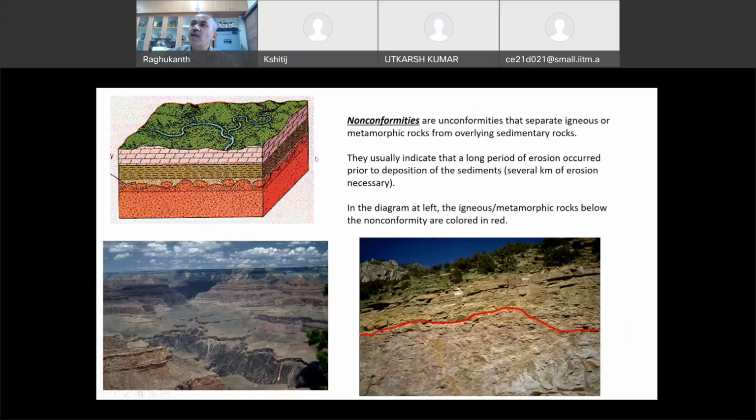So what is the speciality about unconformities? Like last class I told you, right? What is the main speciality, or what does it tell? If you have found an unconformity, what does it tell you?